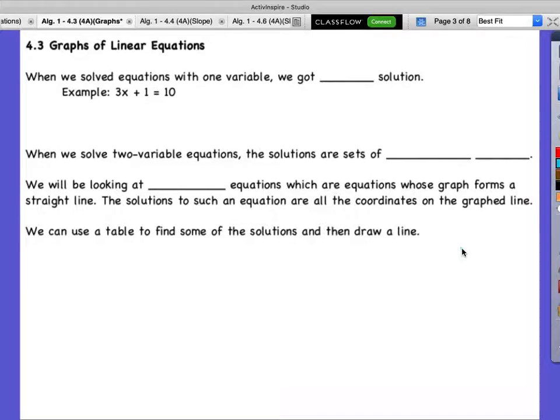SWBA. Whitney, what's that stand for? Students will be able to. Reese, can you read what we'll be able to do? Graph linear equations. Graph linear equations, okay?